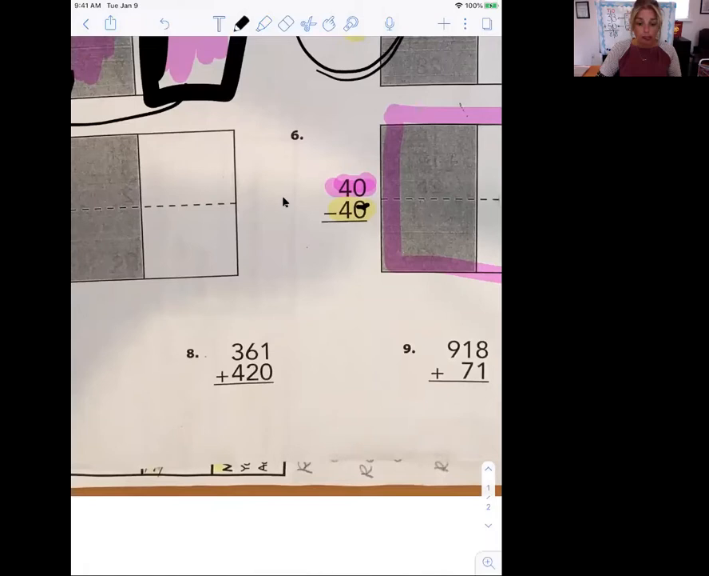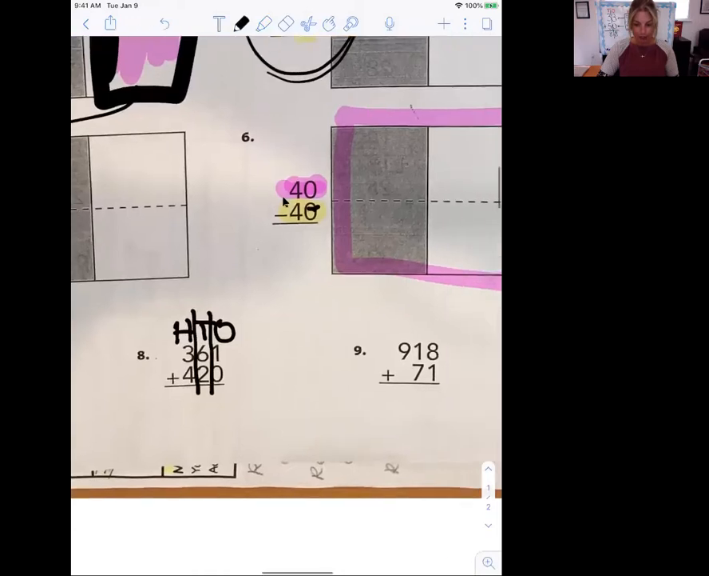Number 8, oh, what's different here? Do you see it? We have 3 place values. So what column is this? Hundreds, tens, ones. So what do you add first? What do you add second? And what do you add third? Go ahead and do that. Pause your video and solve the problem and come back for the last one.